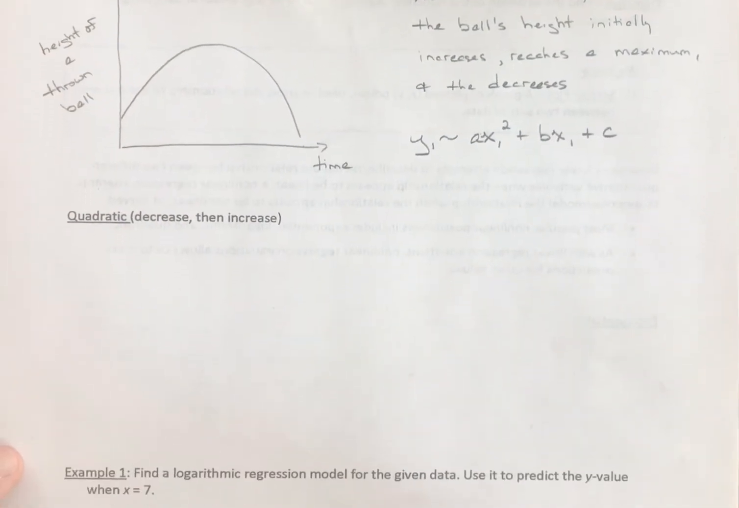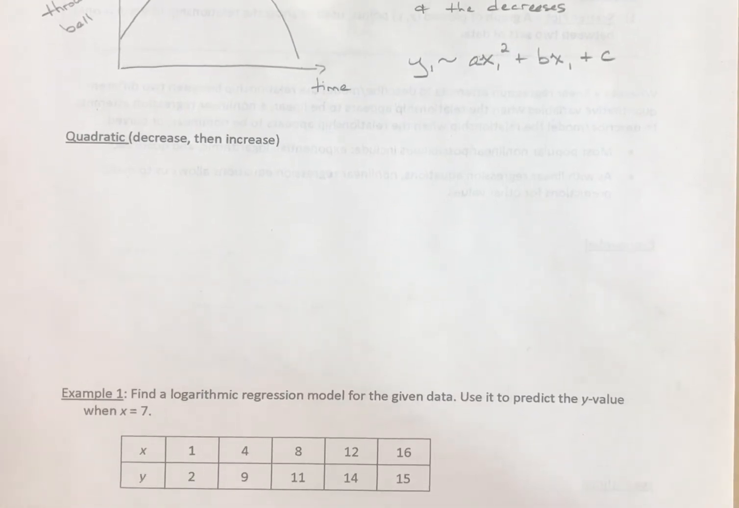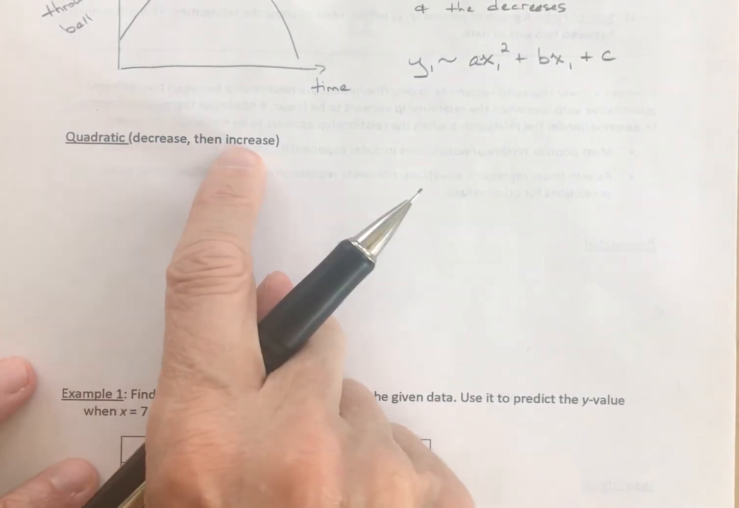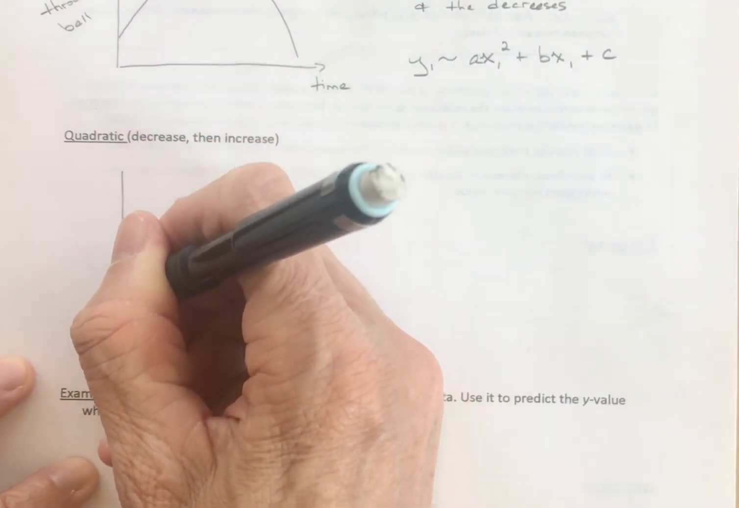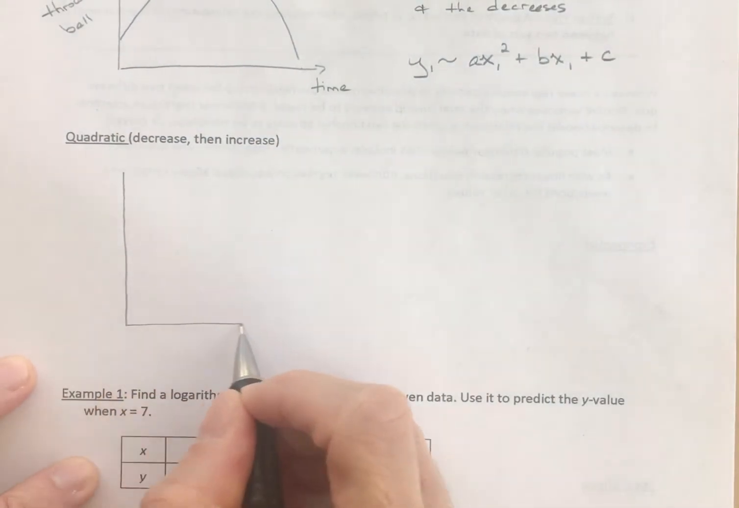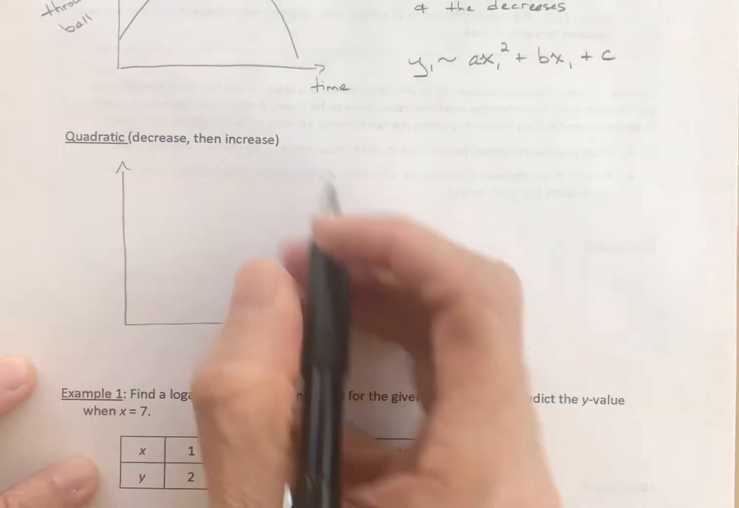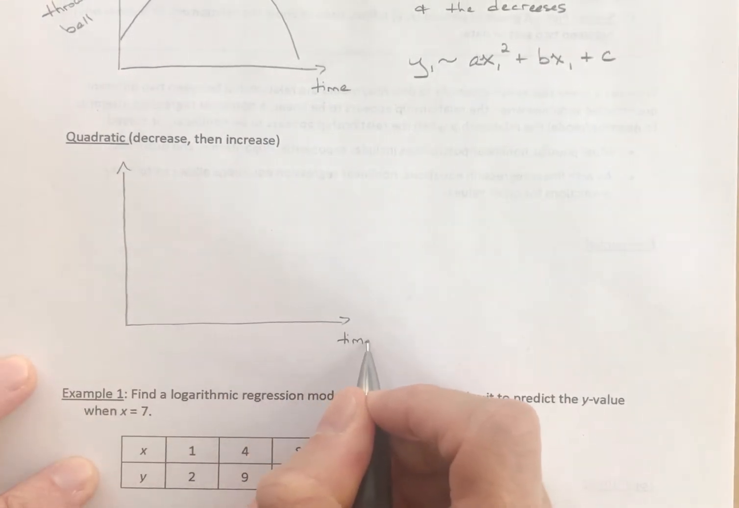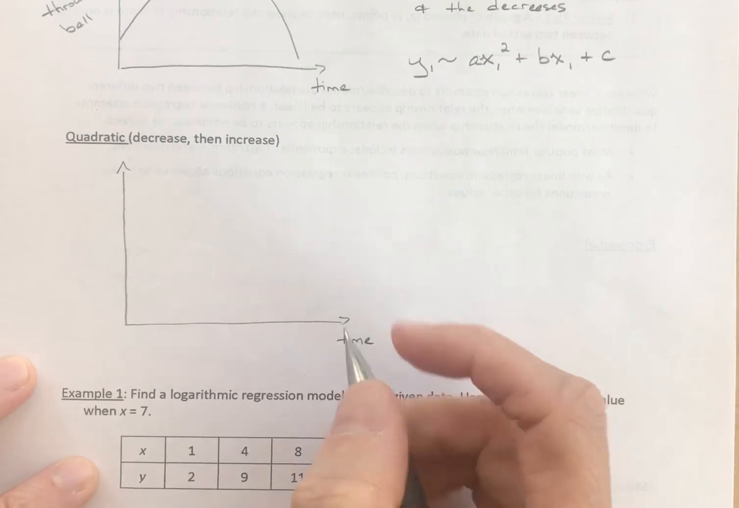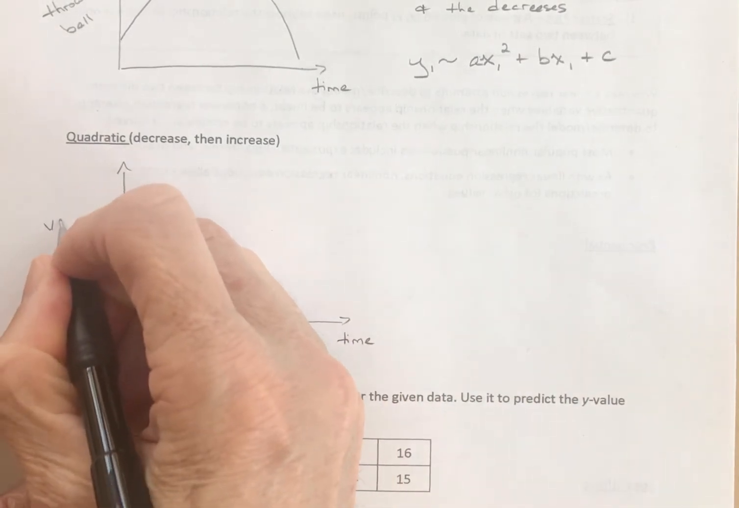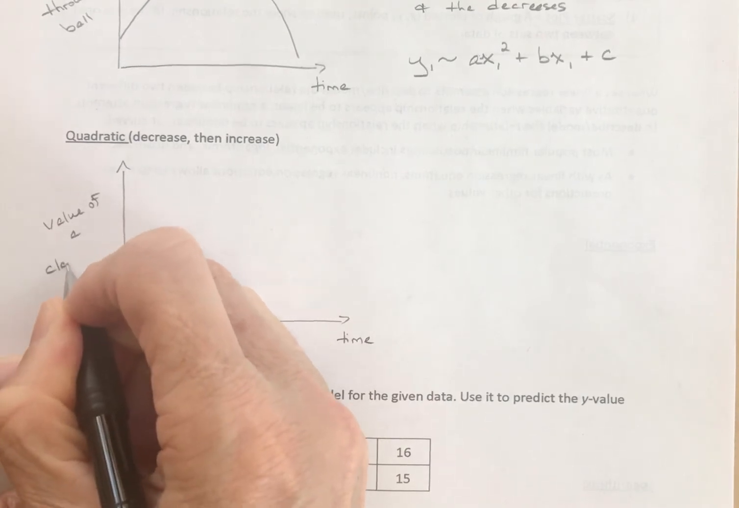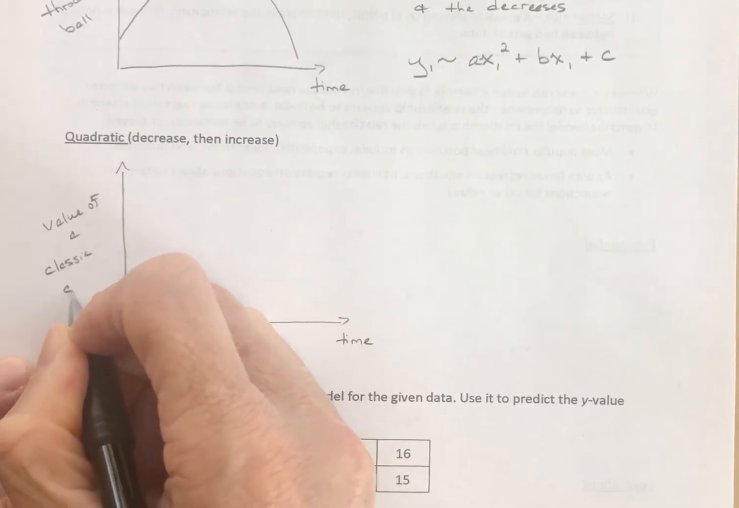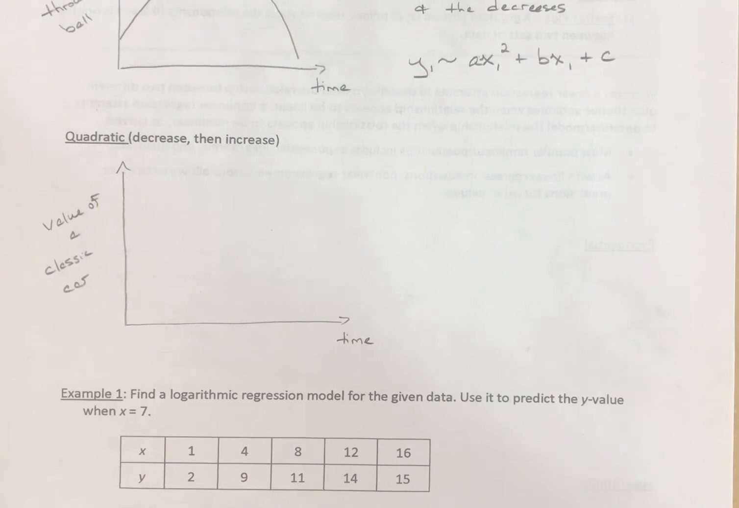Let's do the other example with a quadratic, and that is when you have a decrease followed by an increase. Again, I will draw a first quadrant. I continue to use time on the x-axis. In this case, my y-axis is going to be the value of a classic car. Okay? And think about this.